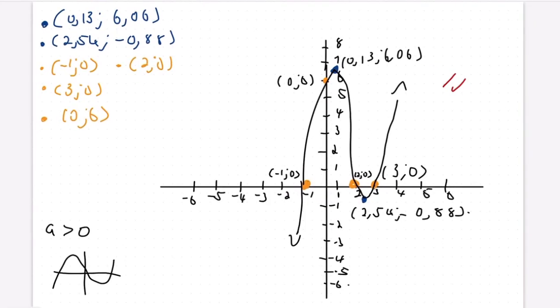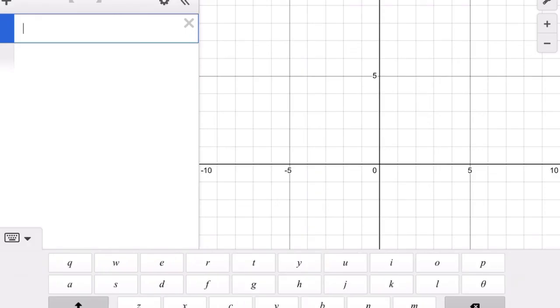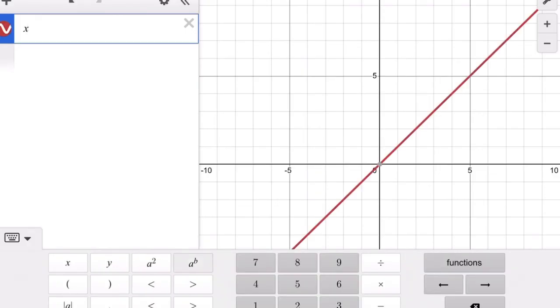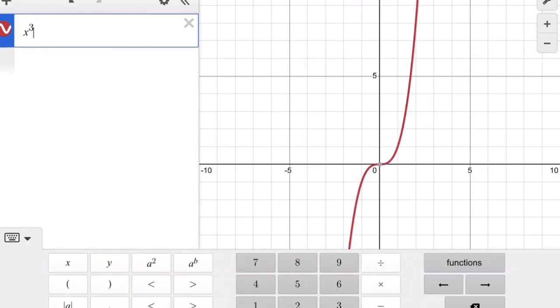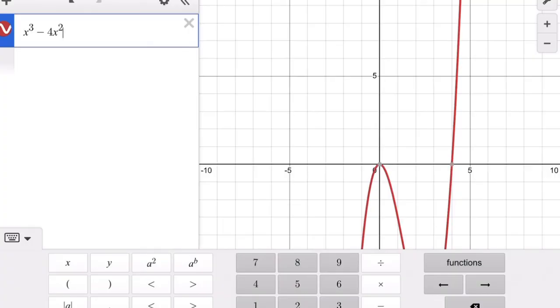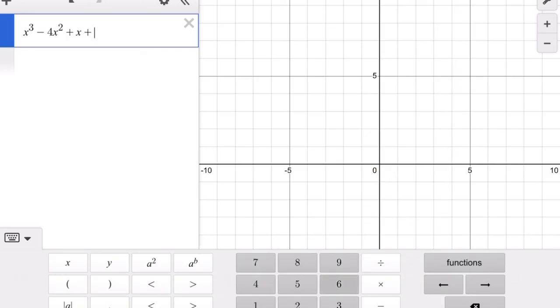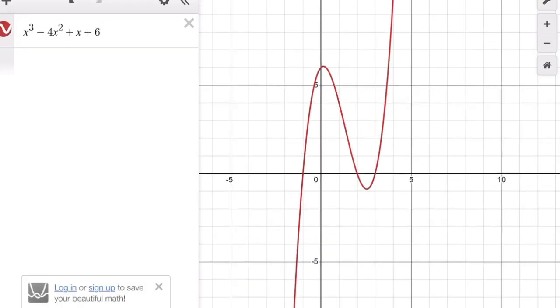And let's just go quickly to my automated graph sketcher here and prove that that's indeed what that should look like. I'm going to put here x cubed. We have minus 4x squared. We have plus x, and then we have plus 6. So that's the equation that we were given.